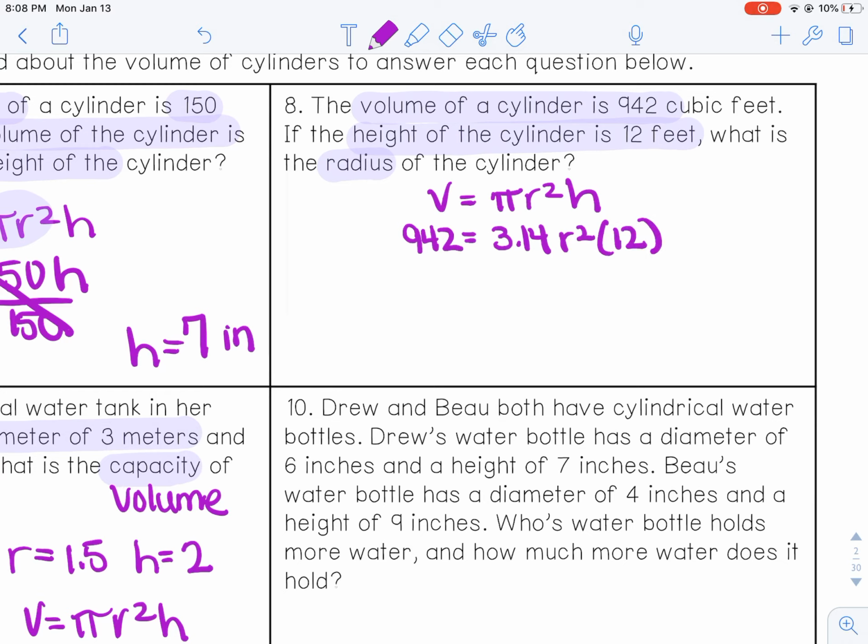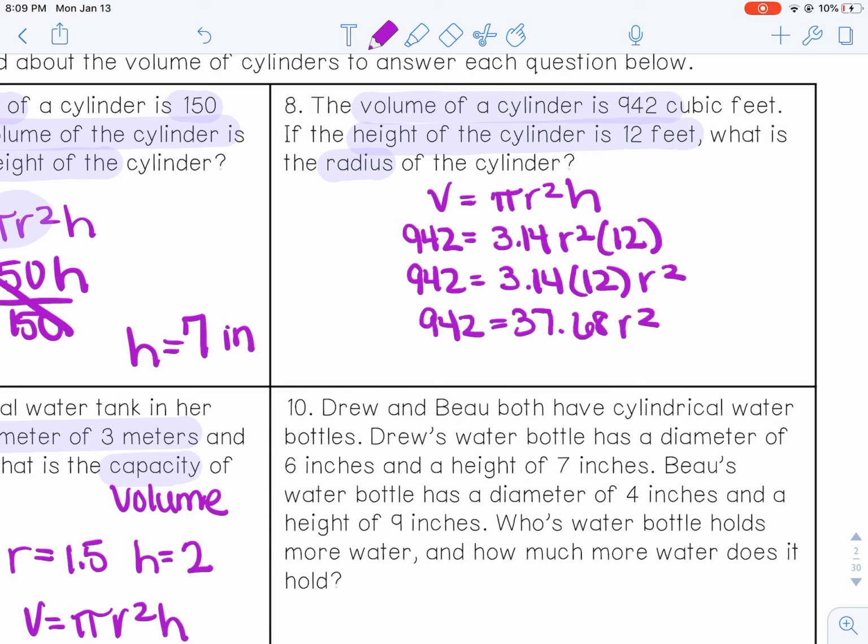Okay, so what I'm going to do is use that commutative property real quick, and I'm going to put my numbers next to each other. Okay, so I just rearranged there, and I'm going to multiply 3.14 times 12, and that's going to give me 37.68 r squared is equal to 942. Now this looks kind of like the previous problem, so we're going to divide each side by 37.68 to be able to get our answer. And it does give us a really nice whole number answer. It tells us that r squared is equal to 25.